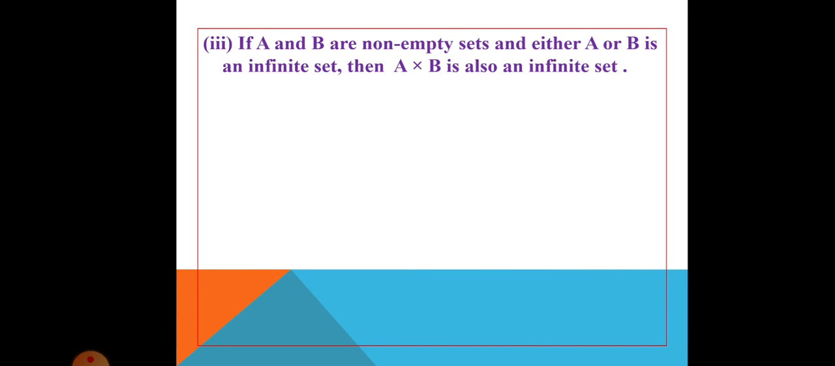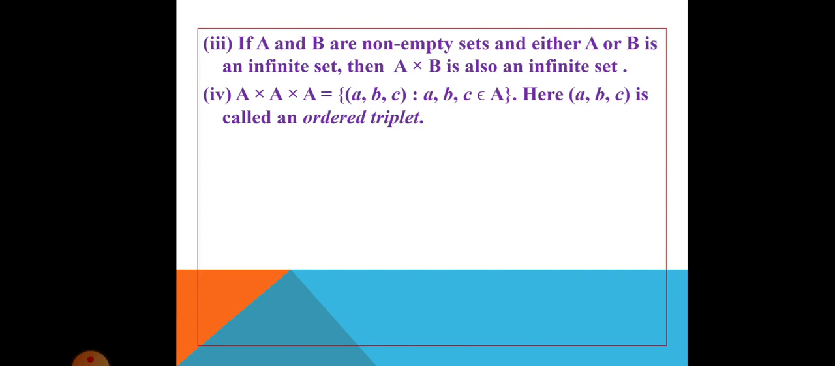Third result: if A and B are non-empty sets and either A or B is an infinite set, then A cross B is also infinite. If either A or B is an infinite set, then A cross B is also an infinite set. Fourth one: A cross A cross A is equal to the set of all ordered triplets (a, b, c) such that a, b, c belong to A. Here (a, b, c) is called an ordered triplet.